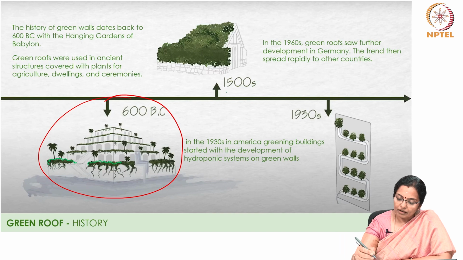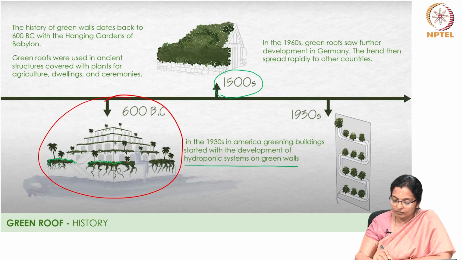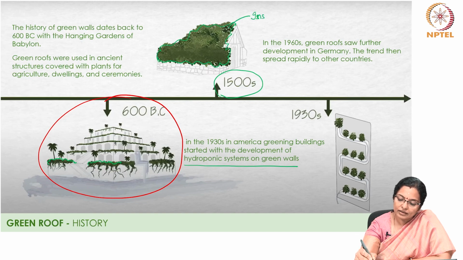In about 1500s, a lot of greenery was used over the buildings, which provided insulation as well as aesthetics.